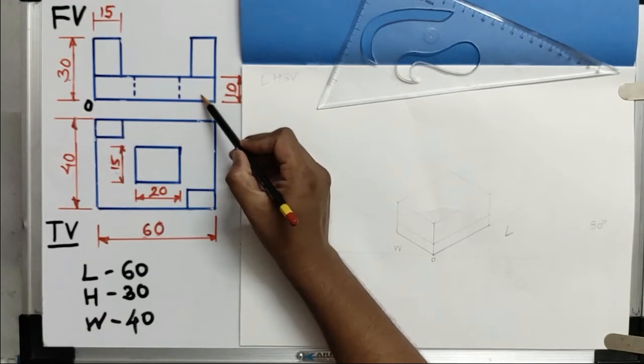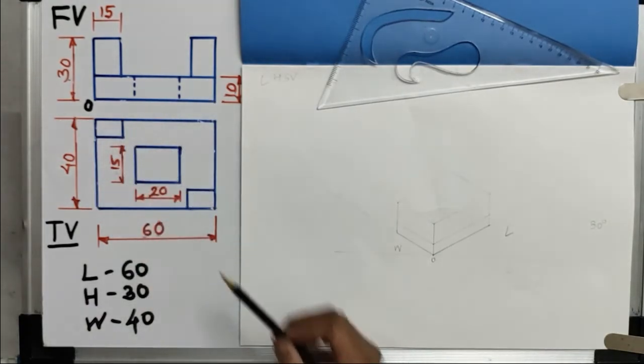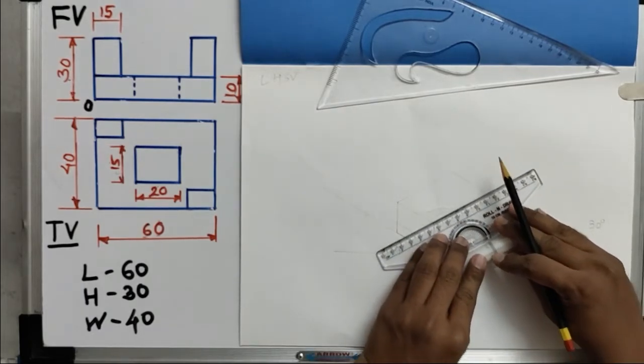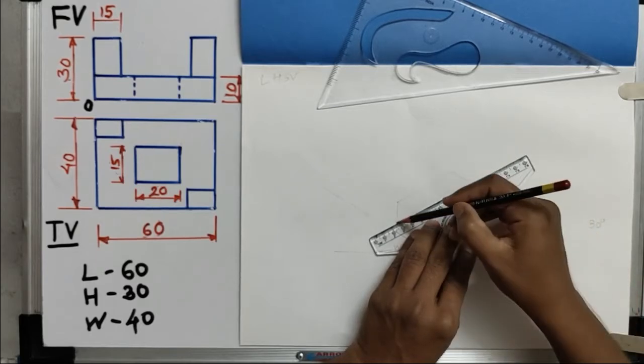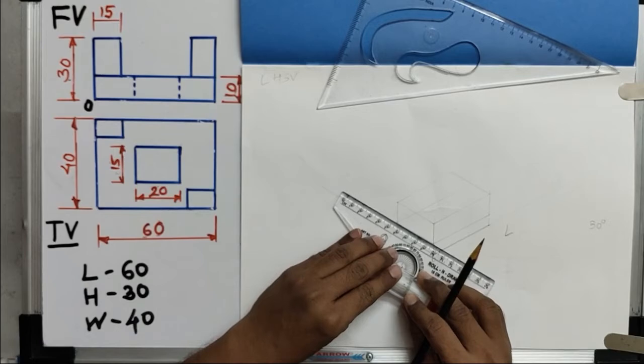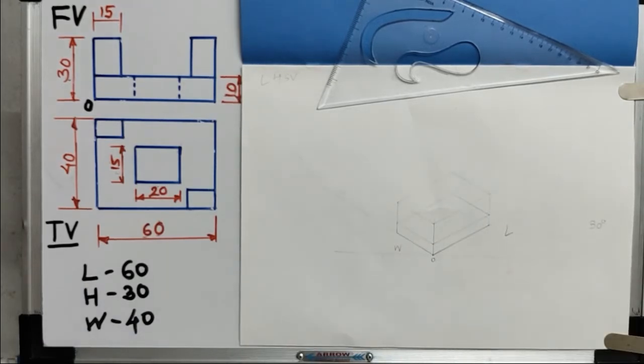When you observe this bottom portion, it is actually a complete rectangle which is visible in the top view. So I have to represent a complete rectangle, that is 60 mm by 40 mm at the base. From this side I have to draw the parallel line to it. Now this is the bottom rectangle.